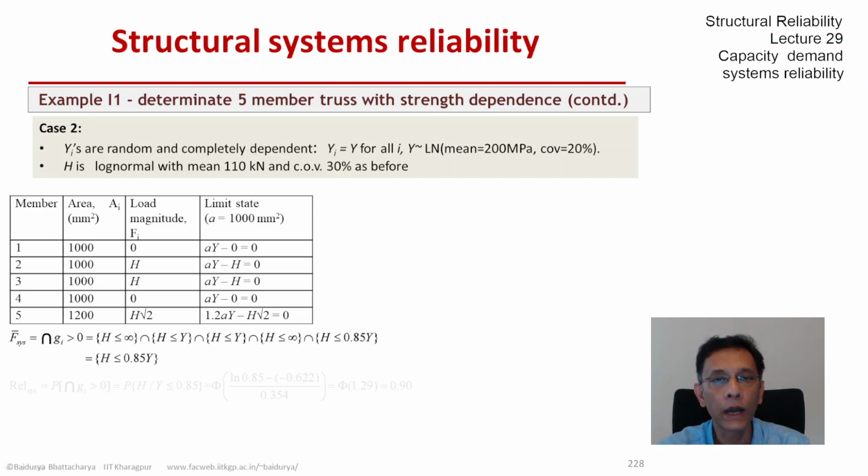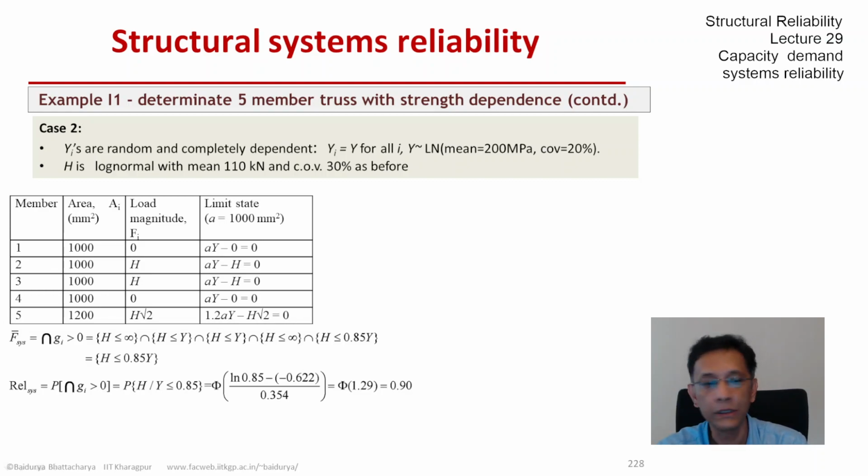So again, h and y being log normal random variables, we can convert that limit state into a single limit state involving a normal random variable, and that is what you see in the next line. We again come down to a single normal CDF. The beta value is 1.29 and the reliability is 0.90. So from the earlier value of 0.95 we come down to 0.90, and in the end we are going to look at all the 4 cases together and see how they all fit together.